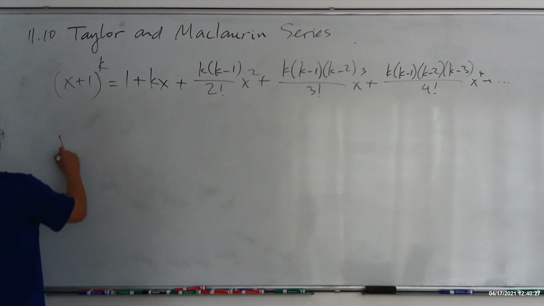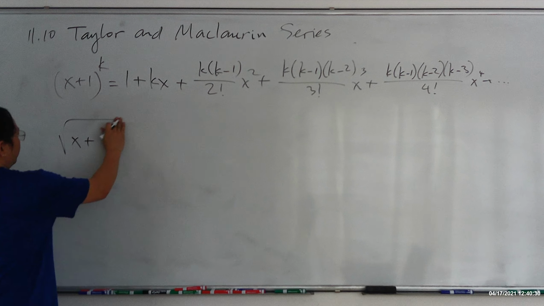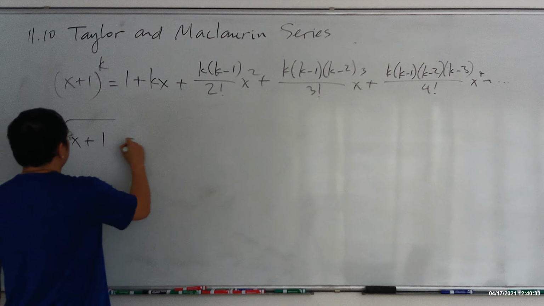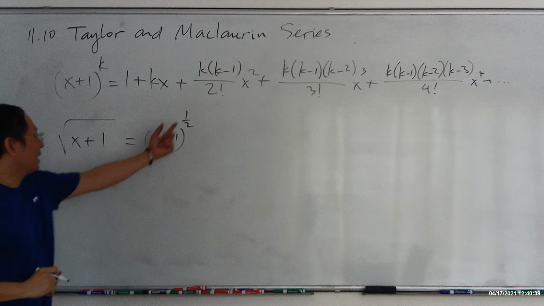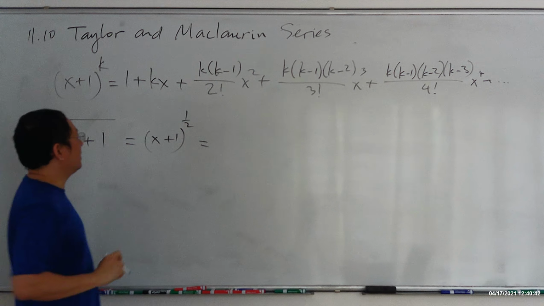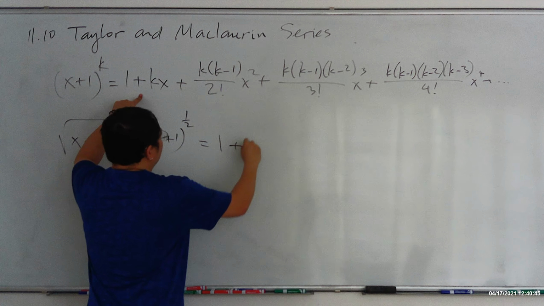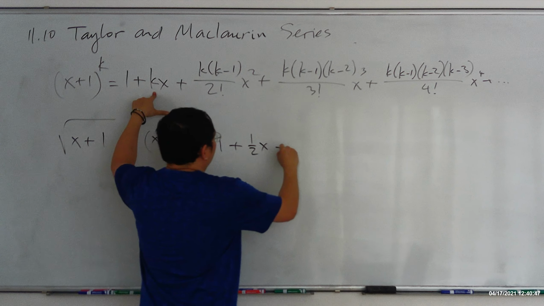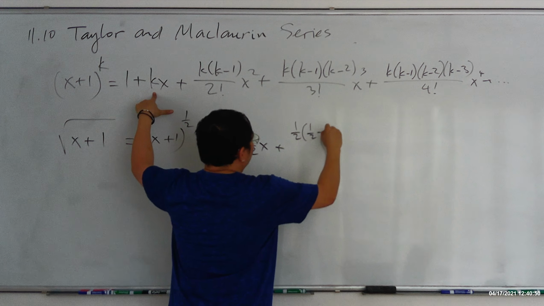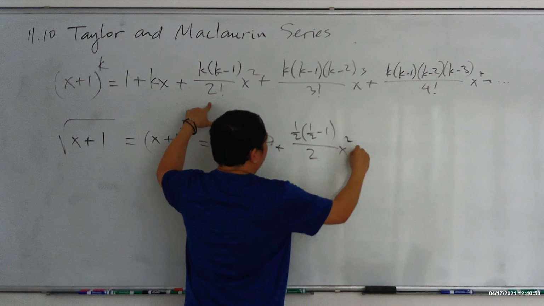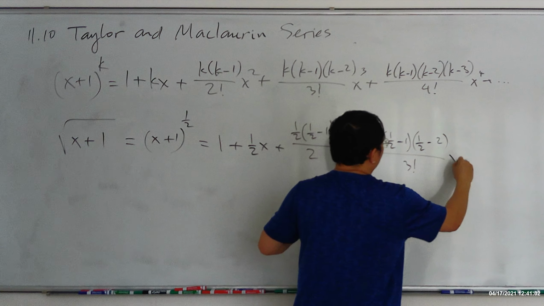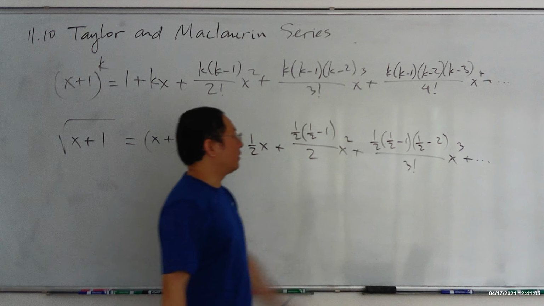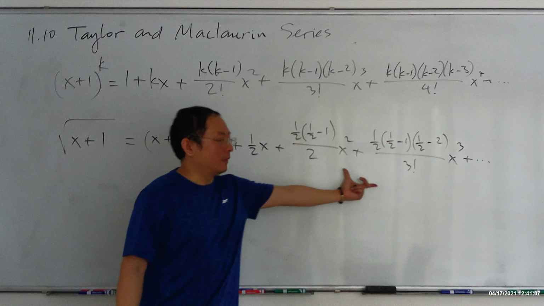For example, you have the square root of x plus 1. You can think of it as x plus 1 raised to the 1/2. So in this example, k is 1/2, and you want to find the power series of this. Look in here: 1 plus 1/2 x plus 1/2 times 1/2 minus 1 over 2 x squared plus 1/2 times 1/2 minus 1 times 1/2 minus 2 over 3 factorial x cubed, and so on. Then you can calculate those coefficients, the numbers, and you have a power series.